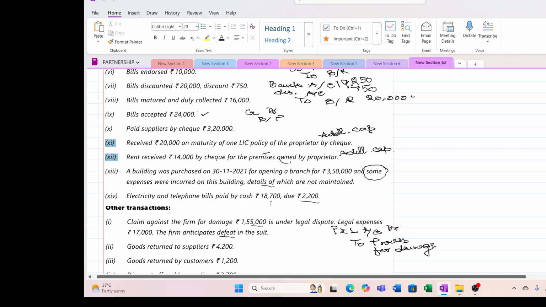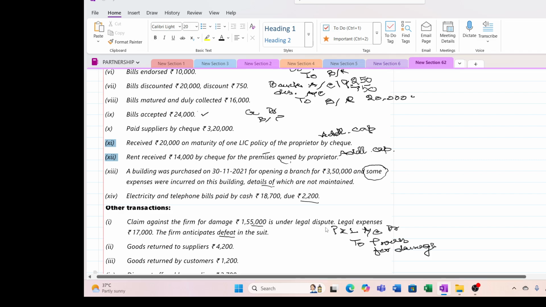Electricity and telephone bill paid by cash. And due is 2,200. It means that this amount is not yet paid. It is an outstanding amount. Claim against the firm for damage is under legal dispute.